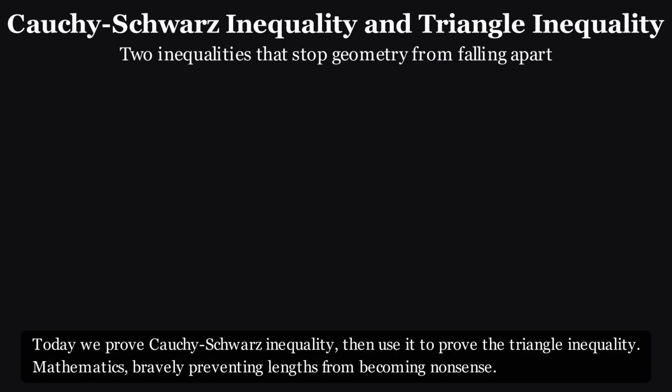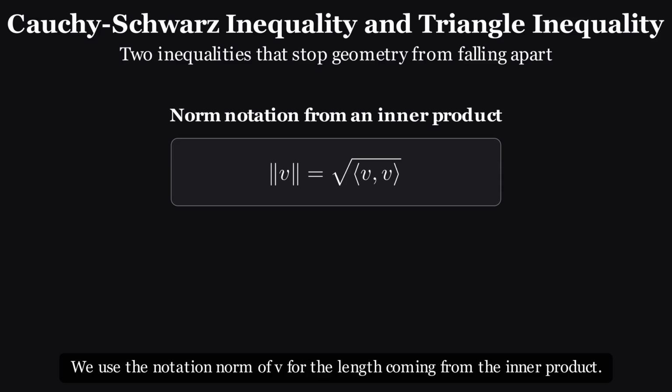Today we prove Cauchy-Schwarz inequality. Then use it to prove the triangle inequality. Mathematics. Bravely preventing lengths from becoming nonsense. We use the notation norm of V for the length coming from the inner product.